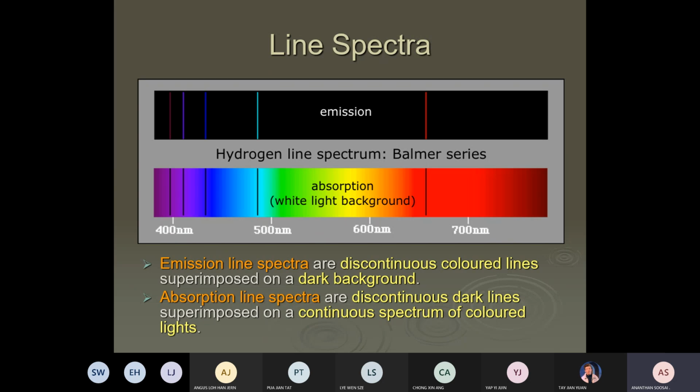So emission spectrum, absorption spectrum. In exam, they'll ask how the emission spectrum looks like. Emission spectrum is a discontinuous colored line with a dark background. What's the absorption spectrum look like? Discontinuous dark line with colored background.